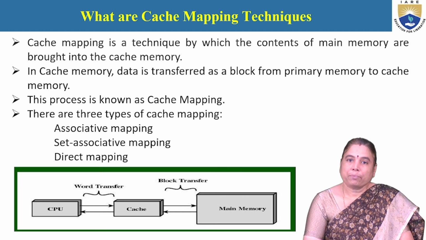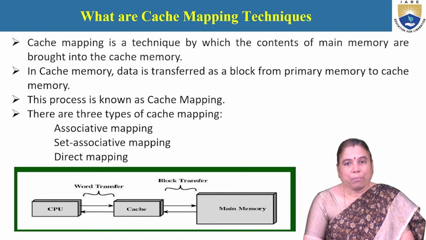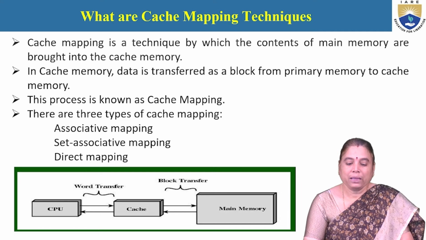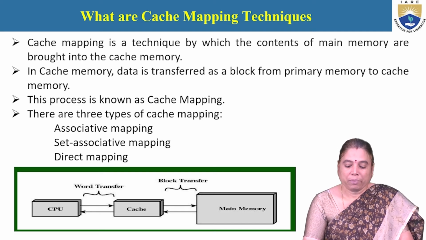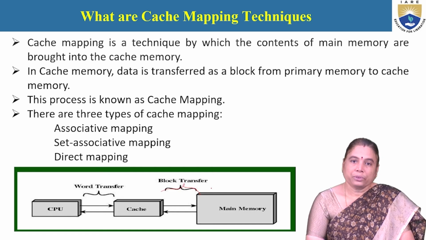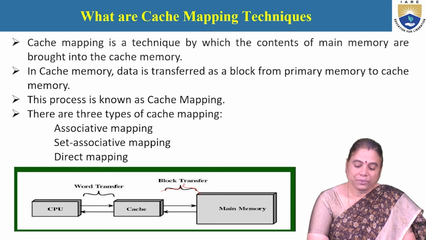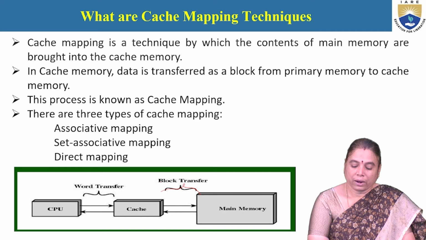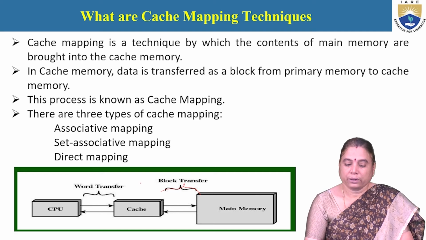What are cache mapping techniques? Cache mapping is a technique by which the contents of the main memory are brought into the cache memory. Between main memory and cache, a block transfer is used, so the unit of transfer is the block. But between cache and CPU, the unit of transfer is the word. So a mapping logic is required between the block and word transfer.